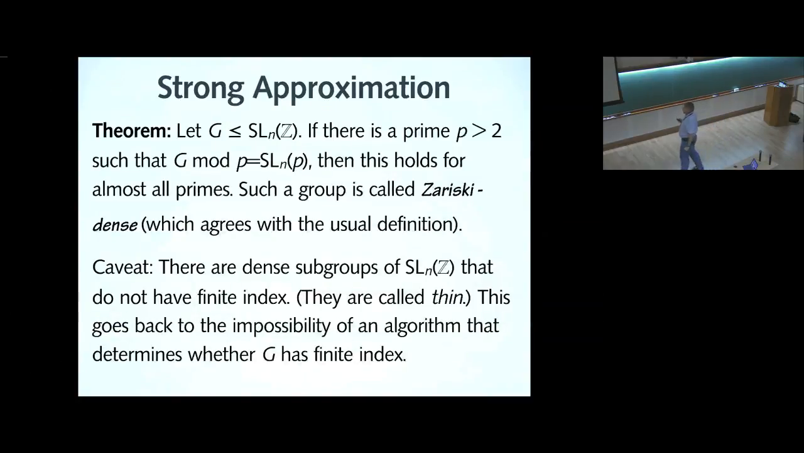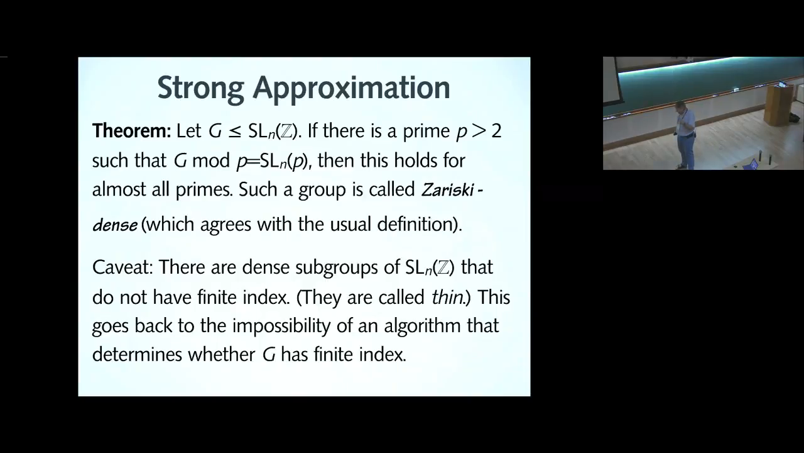Well, what I should mention as a caveat is that SL_n(Z) has dense subgroups, subgroups which modulo almost all primes project to the full SL_n(F_p), but which do not have finite index. Such subgroups are called thin subgroups.